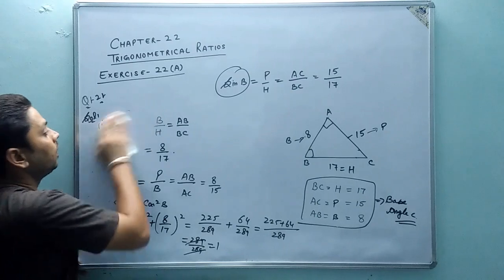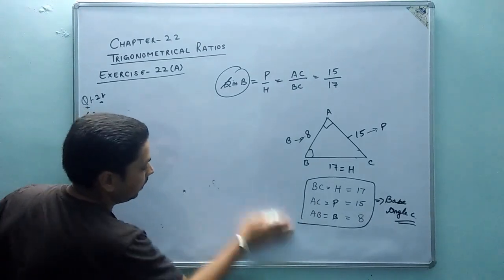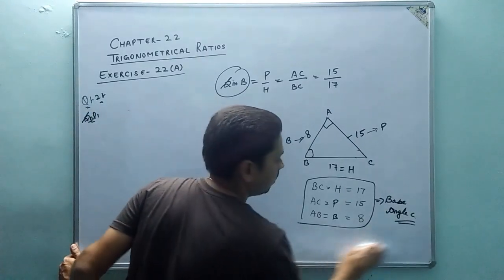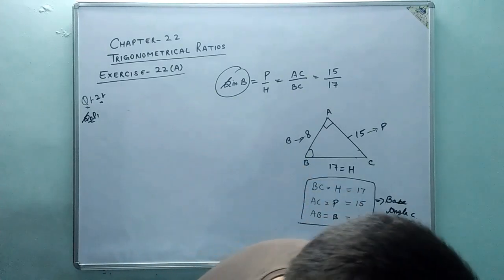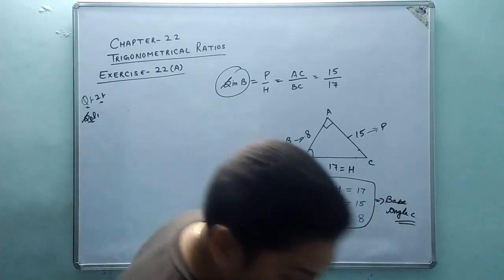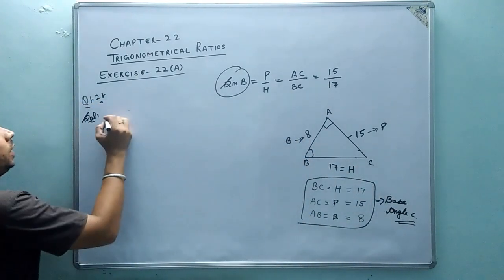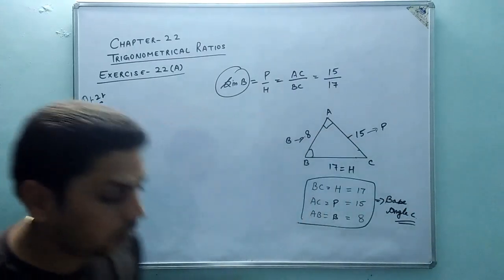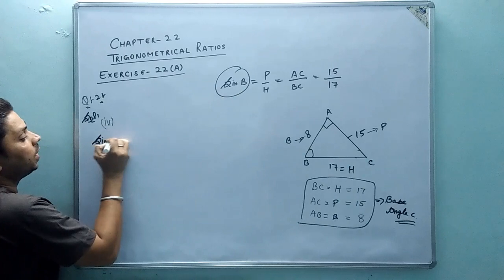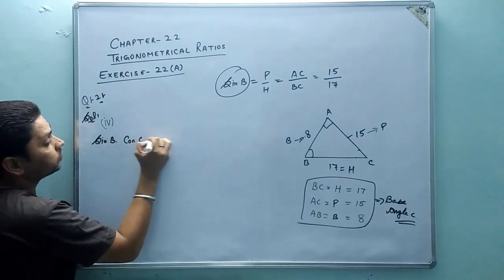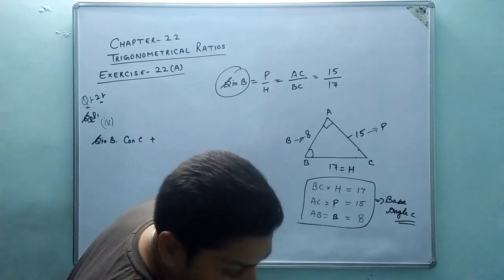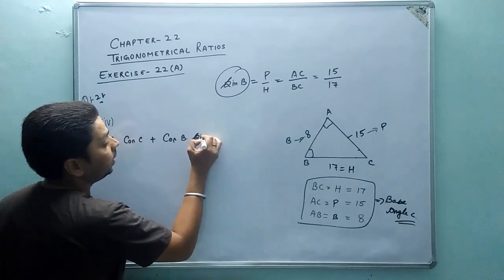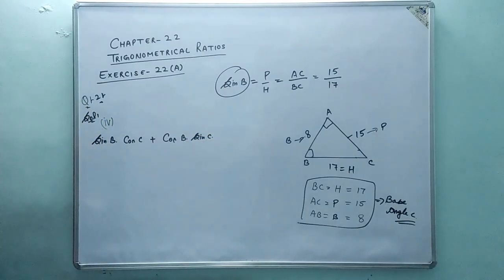Then we have the fourth part here. What do we have to find? Sine B cos C, that is, sine of B into cos of C, plus cos of B into sine of C. This is what we have to find.